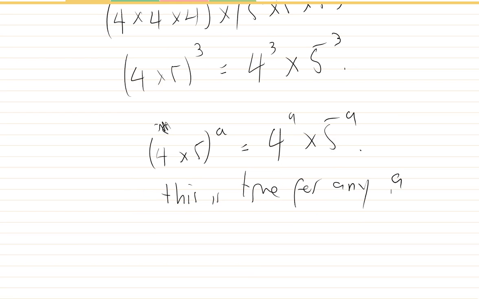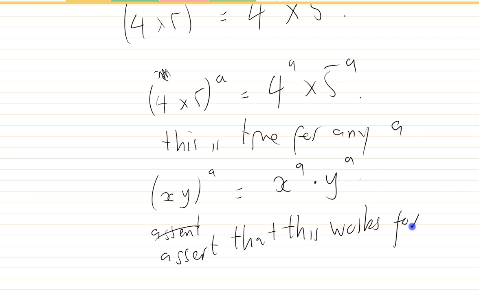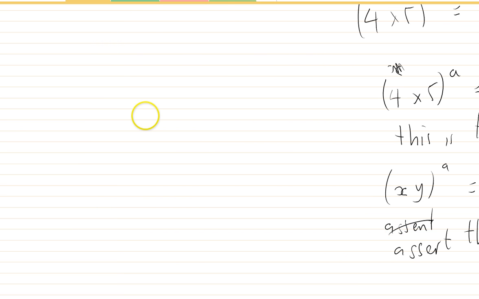And of course there's nothing special about 4 and 5. So I'm just going to write x times y to the power a equals x to the power a times y to the power a. And I'm going to assert, I'm not going to prove, I'm going to assert that this works for any a. So let's just have a look at that and see what it says.